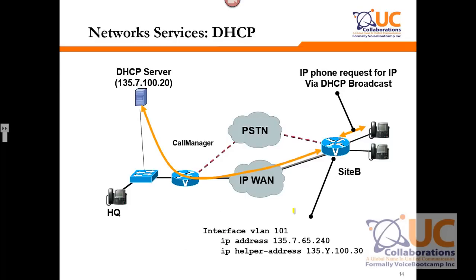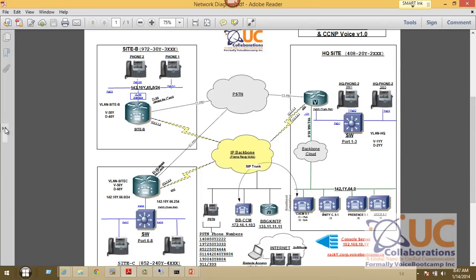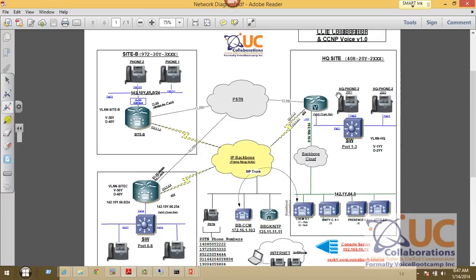Now in order for the HQ phone and the site B phone to communicate with the DHCP server that is located in a different subnet, we must define the IP helper address. Otherwise DHCP traffic will not cross there. Now before we do that, we must configure our VLANs and switches on the router level. So I'm going to show you how to configure VLANs on a specific site. So the first thing I'm going to focus on is getting our HQ site going. So we're going to configure the switch, router, and these 2 particular phones.